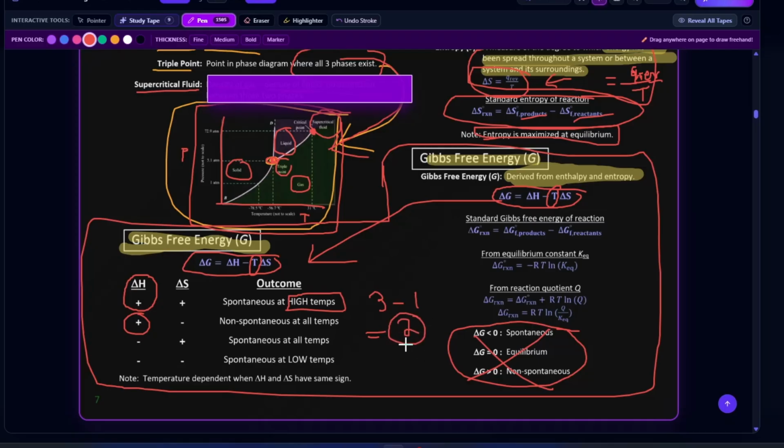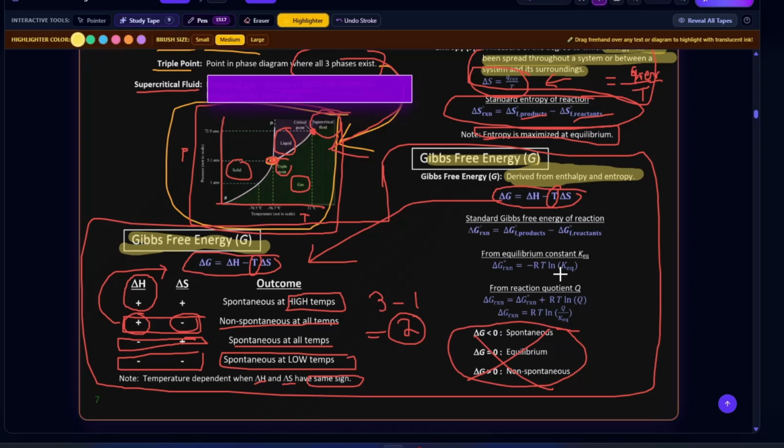So this pretend delta G is equal to 2. So that's non-spontaneous at all temps with this combination together. With this combination together, you have spontaneous at all temps. So what I recommend is working this out by substituting your own numbers to see how this works. Negative and negative, you're spontaneous at low temps. It's temperature dependent when delta H and delta S have the same sign.